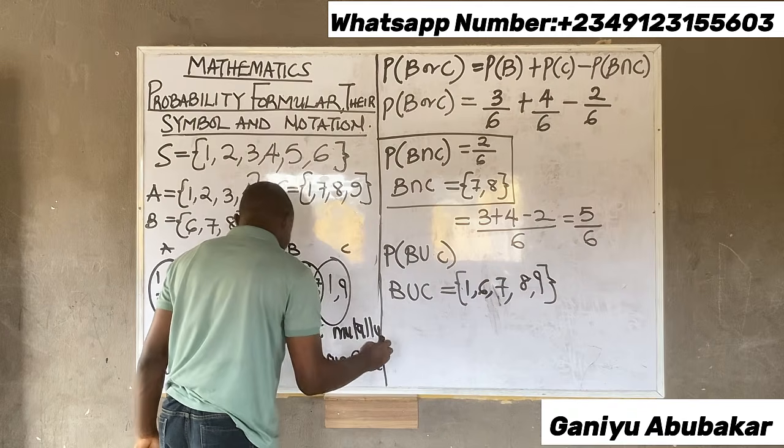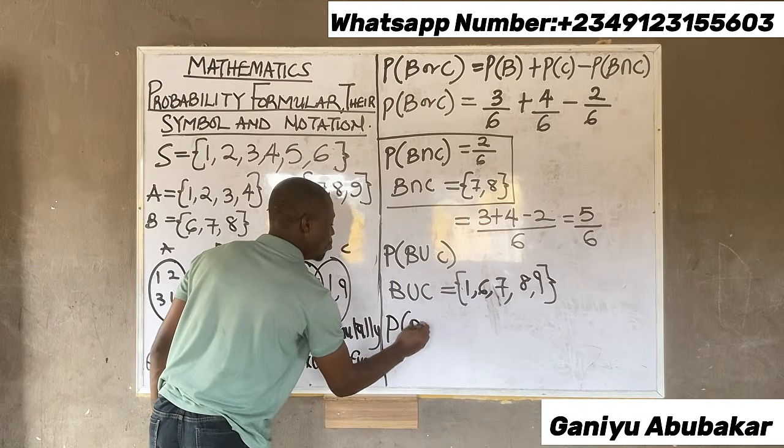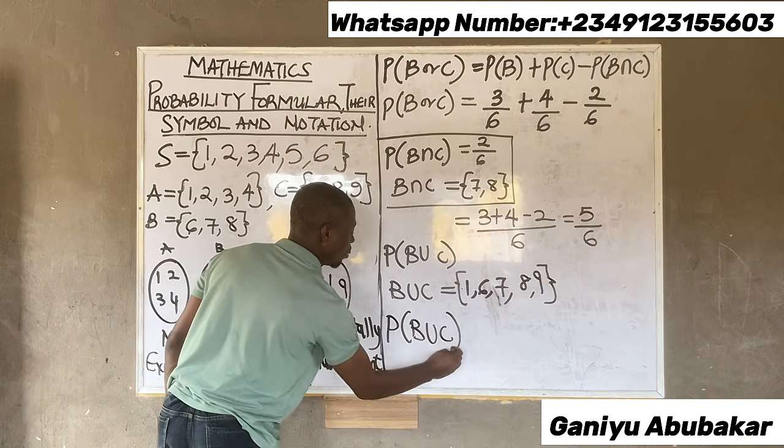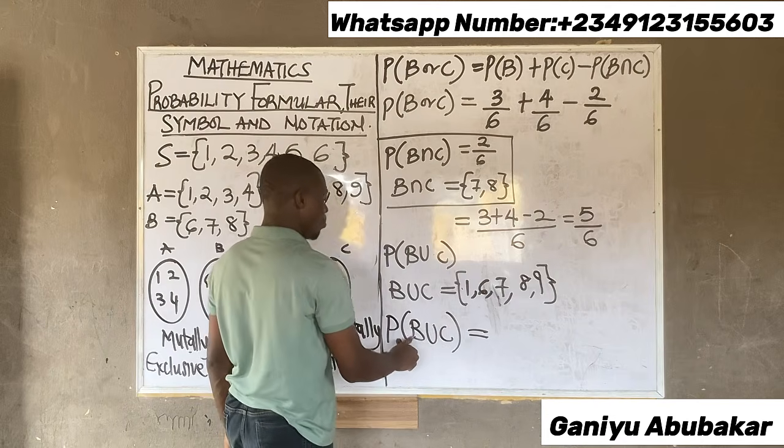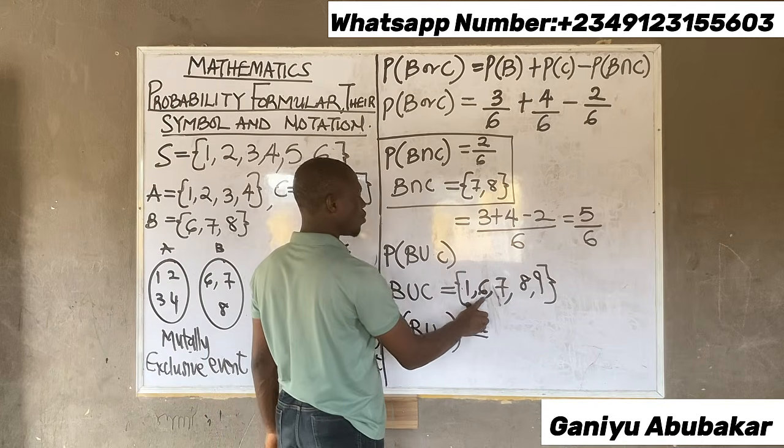So let's now find the probability. The probability that B union C is equal to what? B union C, how many is it? 1, 2, 3, 4, 5.